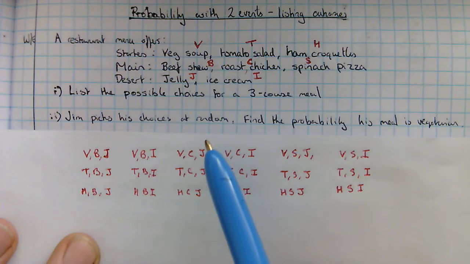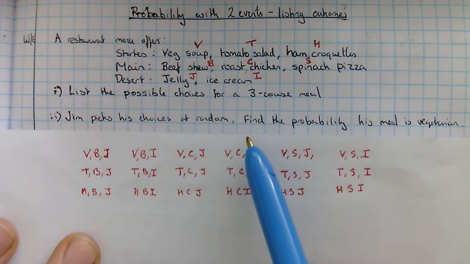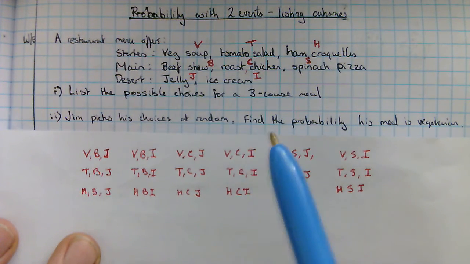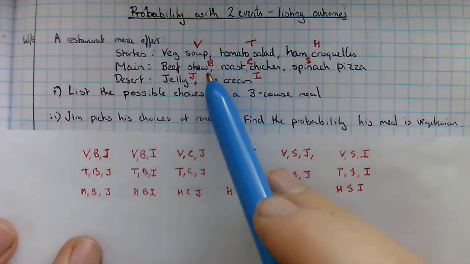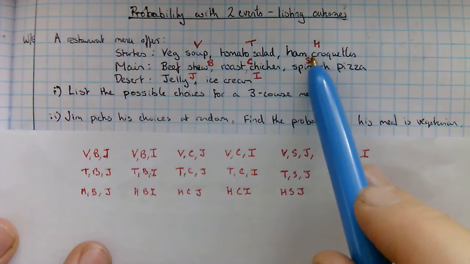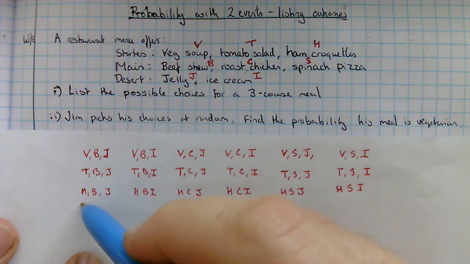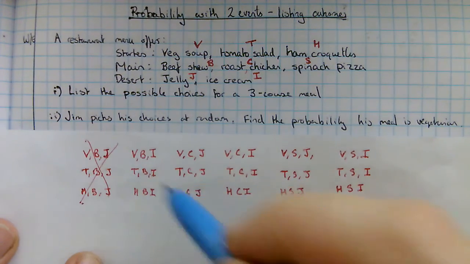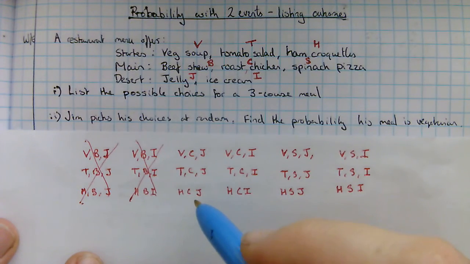Part 2 says, Jim picks his choice at random. Find the probability that his meal is vegetarian. Well, let's have a look. I know that anything that contains beef stew or roast chicken or ham croquettes is not going to be vegetarian. So let's get rid of everything which has the beef stew in it. All of this column has got beef stew in it. All of this column has got beef stew in it.